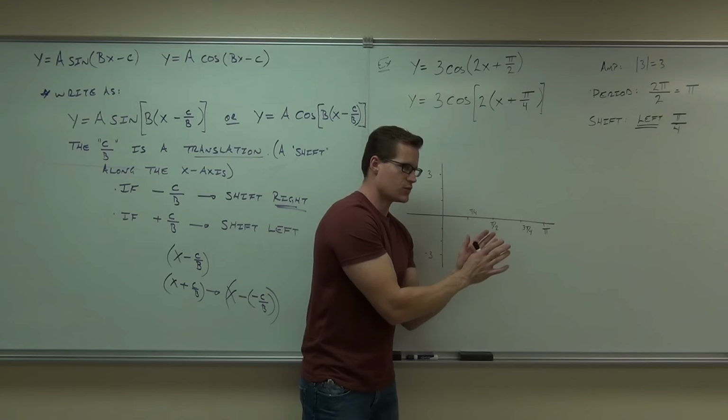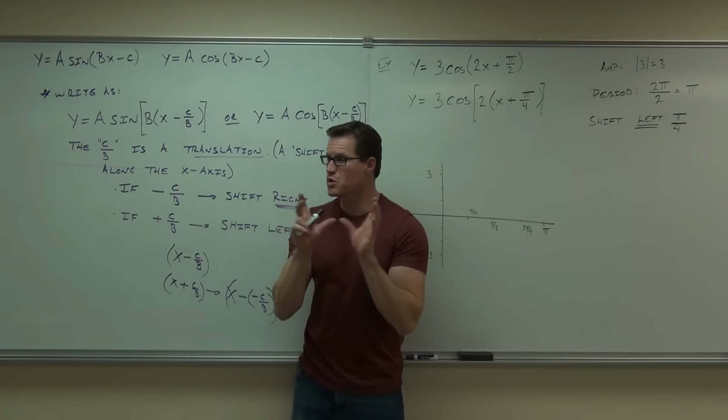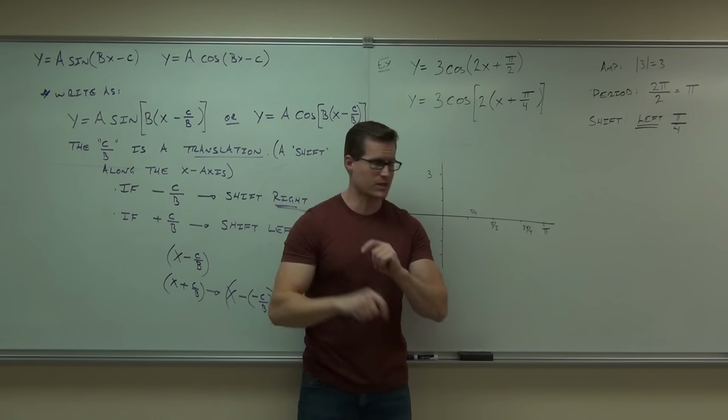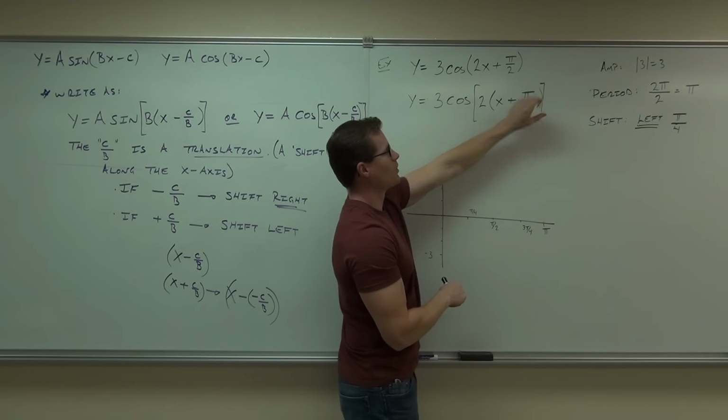Remember, we haven't done the shift yet. We're just going to draw the function without the shift, and then we'll deal with the shift. We'll just move it over. Okie dokie? So let's deal with this function. If I were to ignore the shift for a second, where does it start?